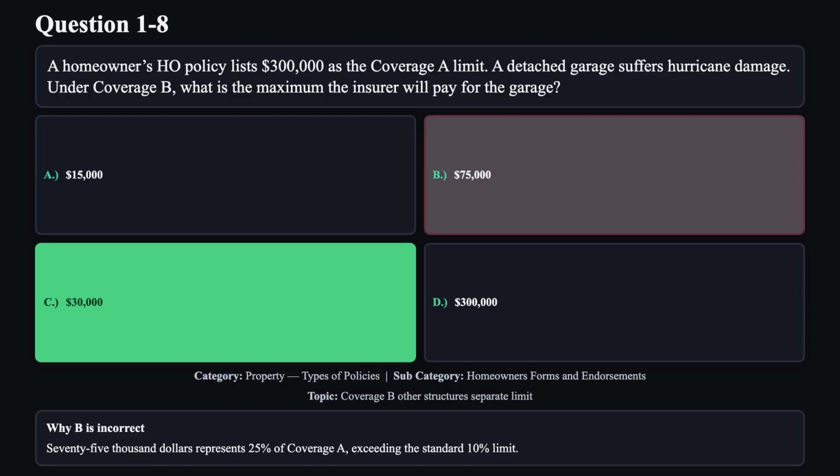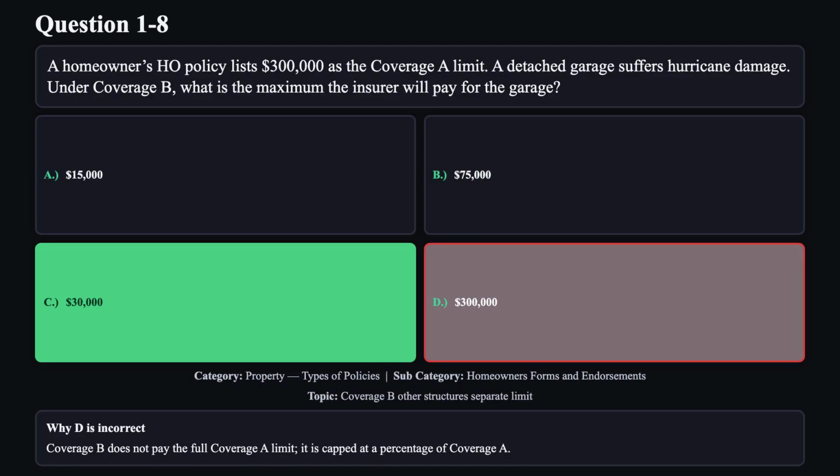Reason B is not correct. $75,000 represents 25% of Coverage A, exceeding the standard 10% limit. Reason D is not correct. Coverage B does not pay the full coverage limit. It is capped at a percentage of Coverage A.